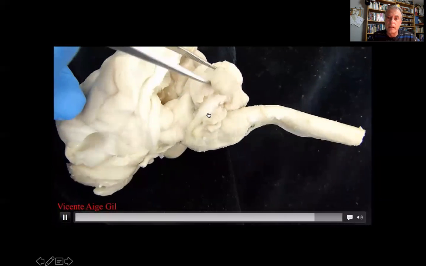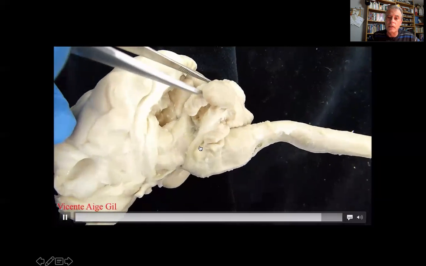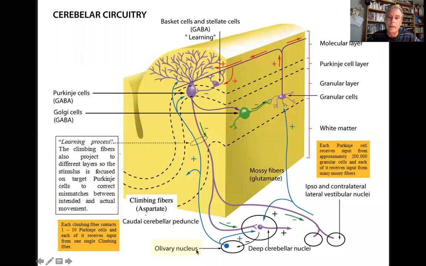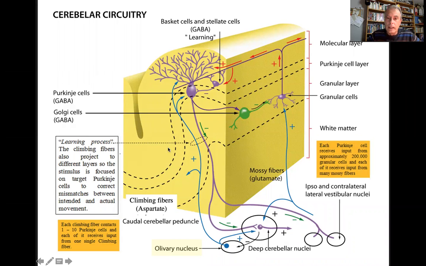Okay, and the brachium pontis. Okay, cerebellar circuitry. This is a drawing of the layers of the cerebellum. Okay, and there are two types of fibers that enter the cerebellum.